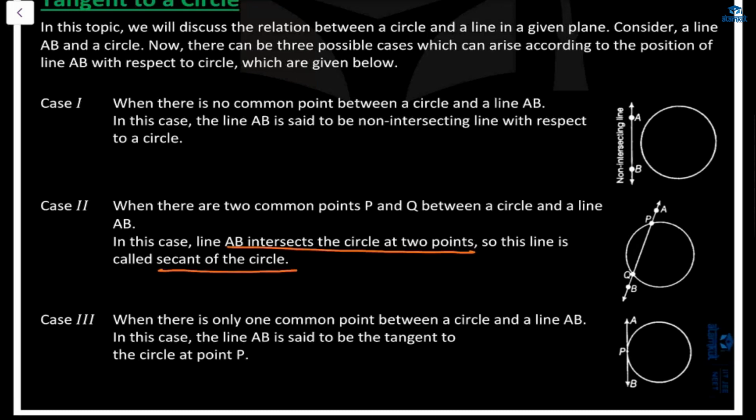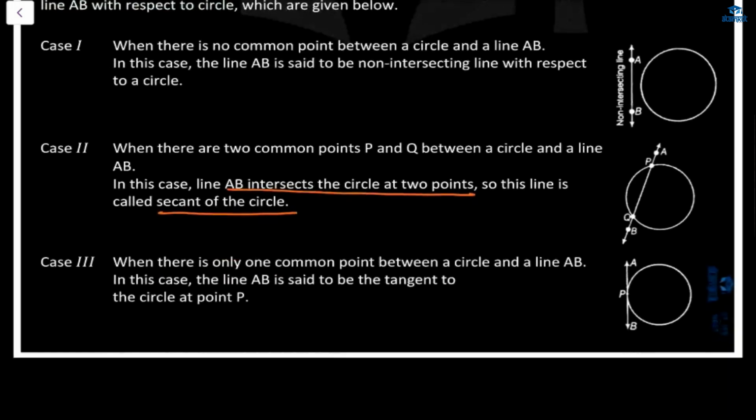Now the third condition is when there is only one common point between a circle and a line. In this case, the line AB is the tangent to the circle at point P, where it is touching. So what is a tangent? A tangent is a line which is touching a circle, just touching a circle at a single point. That is called the tangent of the circle.